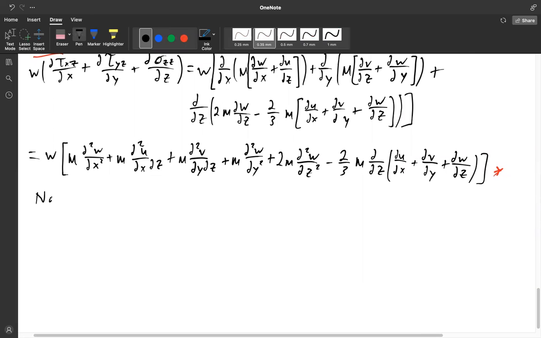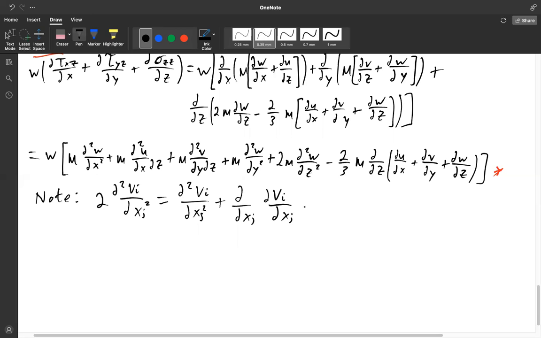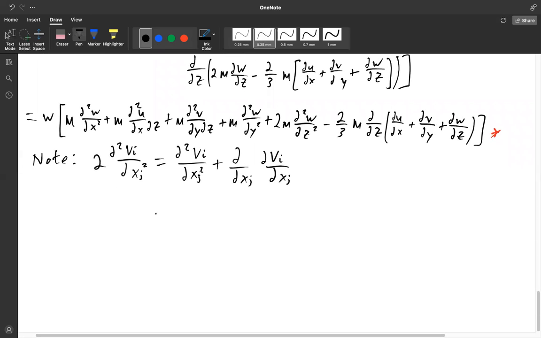And note that 2 partial squared vi over partial xj squared equals not just partial squared vi over partial xj squared. We'll have an additional term, partial xj partial vi partial xj. We'll use this to help us break down this equation further.